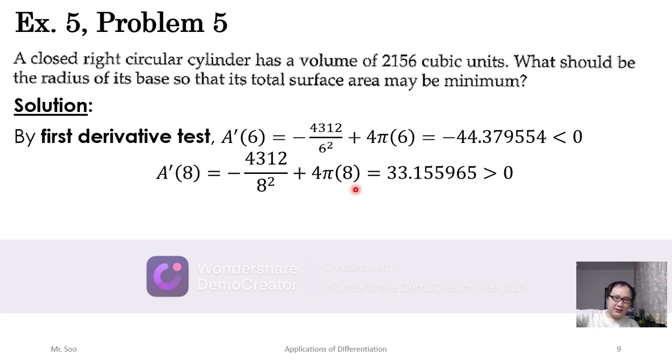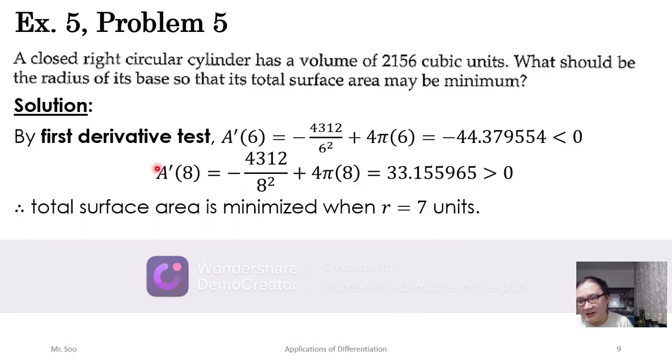So to the left of the stationary point is negative, which means decreasing. To the right is positive, which means increasing. So you get a V shape, correct? So what does this mean? Minimum. So you can make your conclusion: total surface area is minimized when the radius of the base is 7 units.